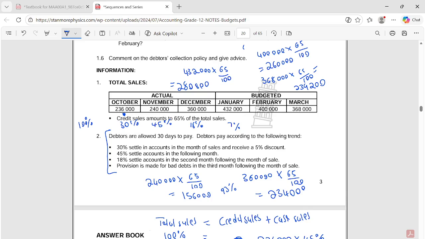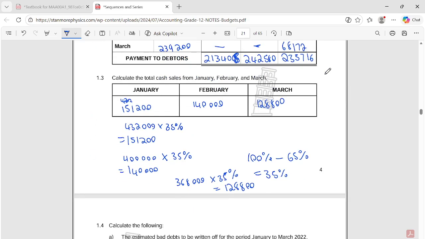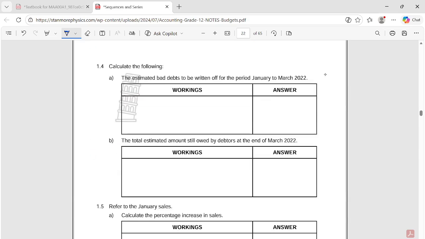Okay, now in this case, guys, they're saying that we should calculate our total estimate bad debts, right? So our total estimate bad debts, we're going to say, one for January, 153,400 multiplied by what? 7% of the bad debts, right? That is to be written off, right?